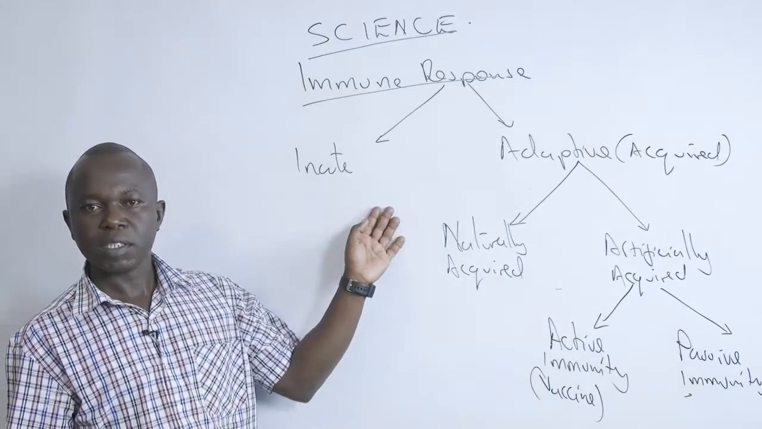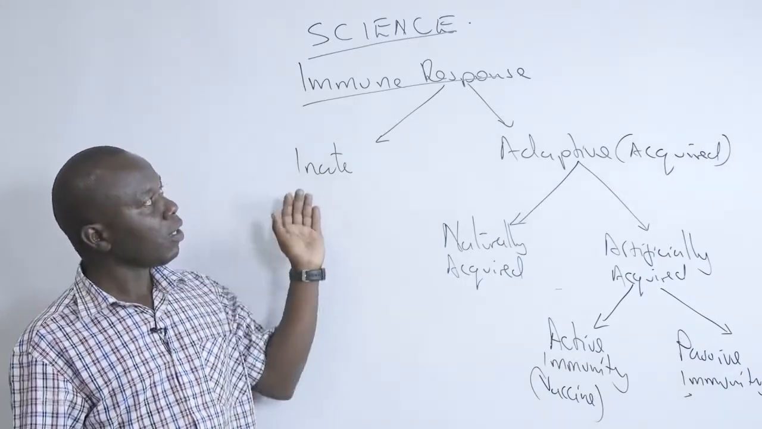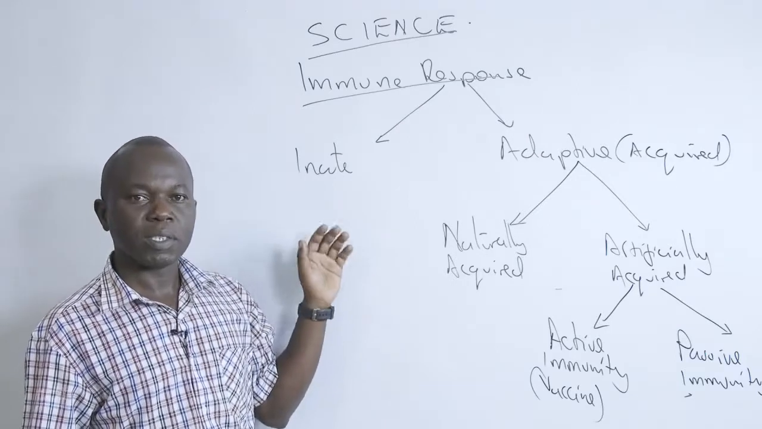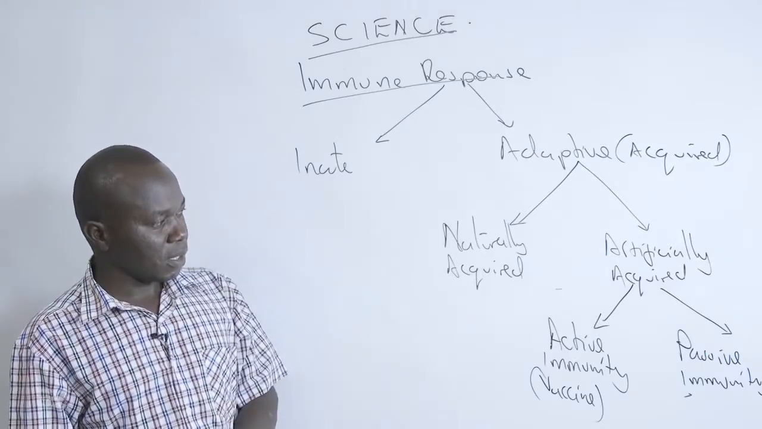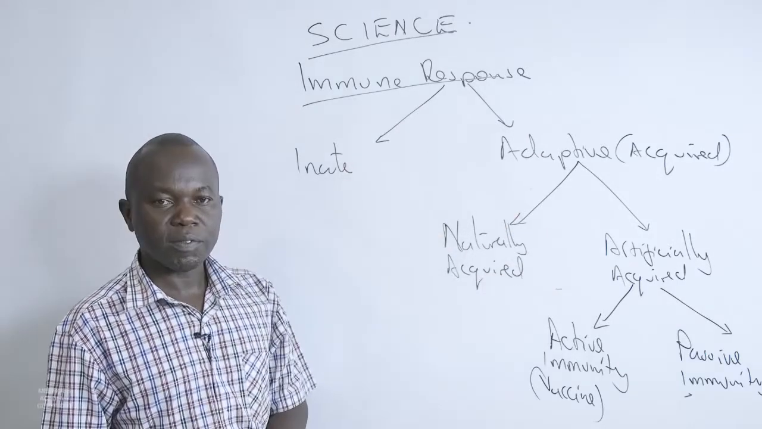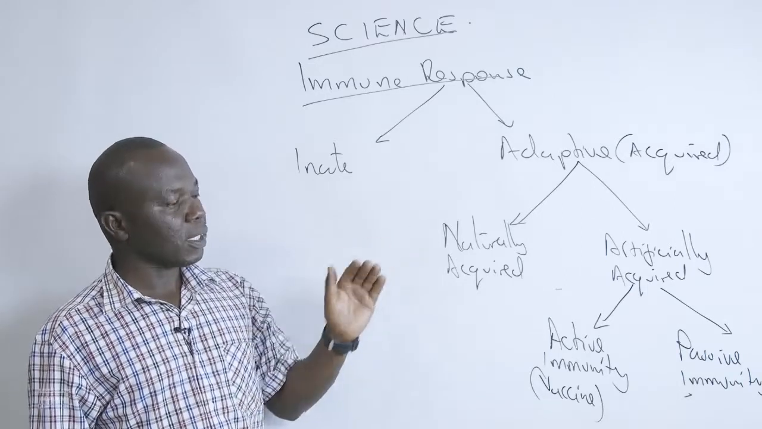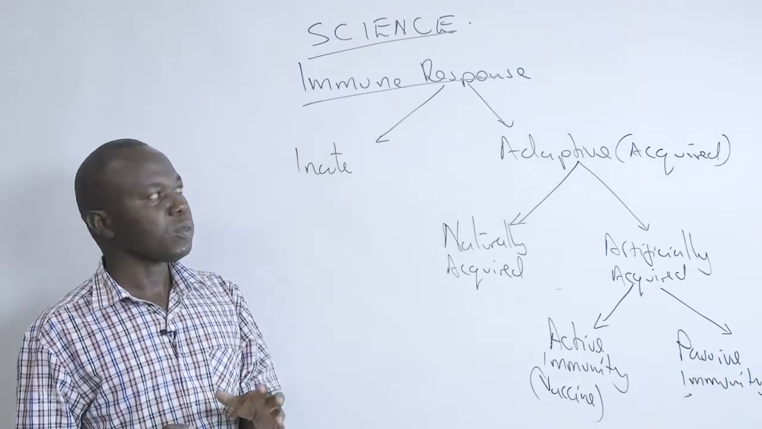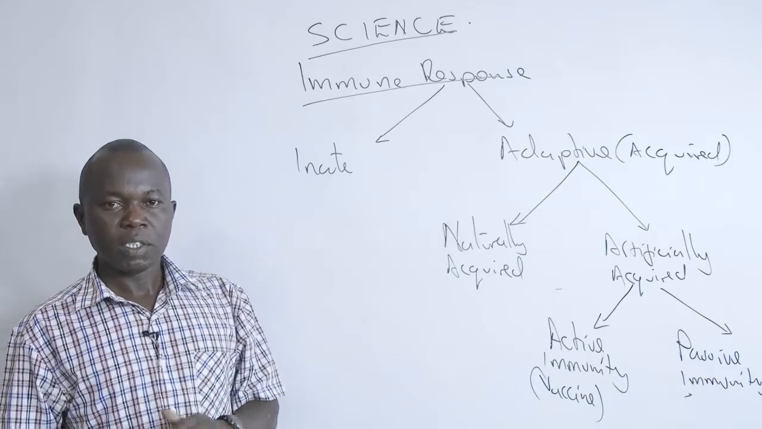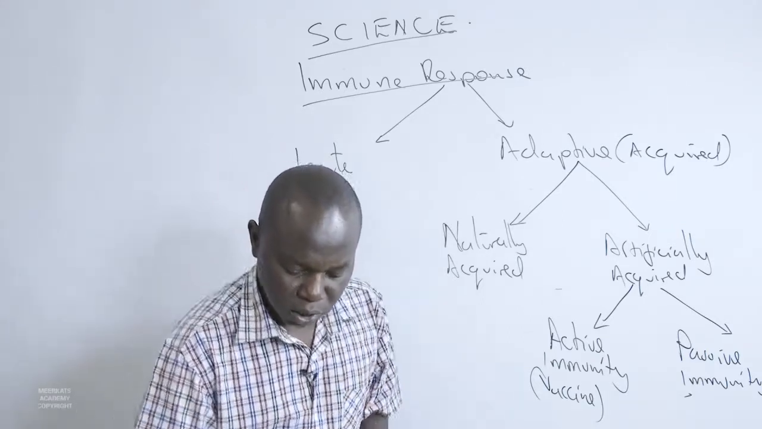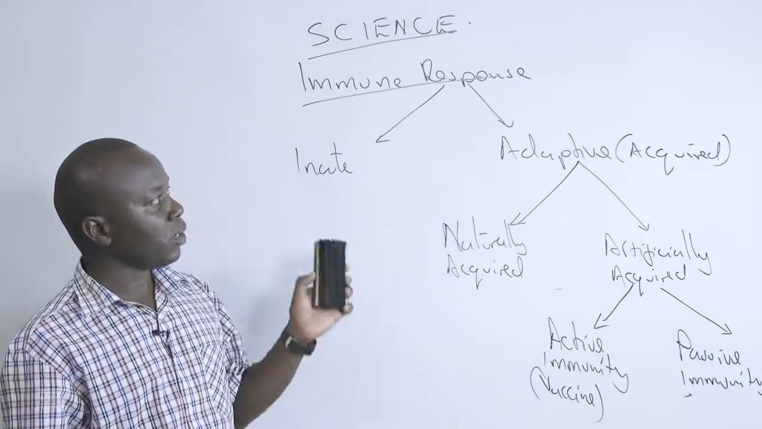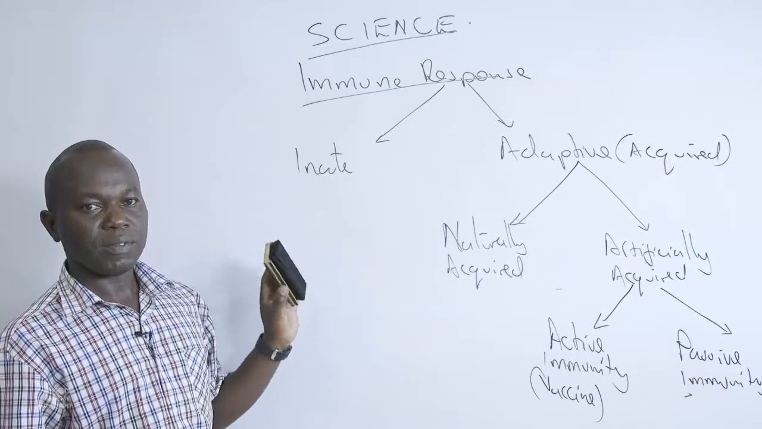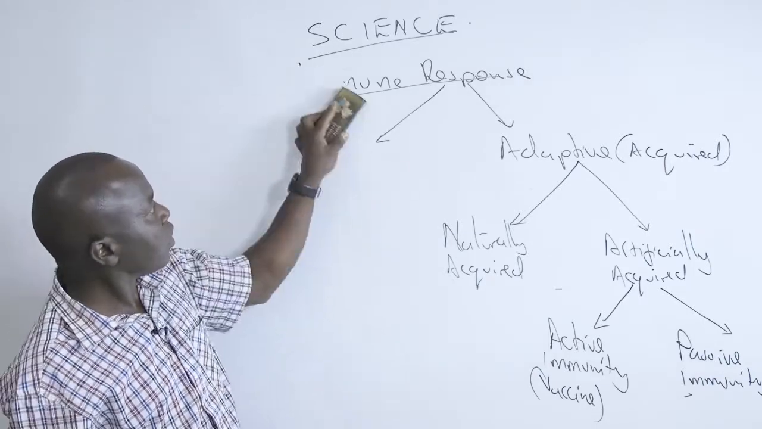So this flowchart is a summary of the immune responses that usually occur in our bodies. And if you follow it very carefully, using examples, then you will be able to understand it very well. So now, to gauge our understanding of what you have learned, we look at some few questions.